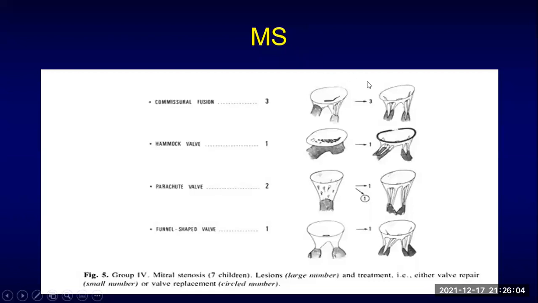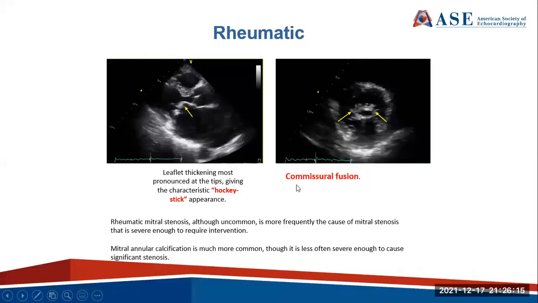So in mitral stenosis, what we can see are commissural fusions like in rheumatic disease, a hammock valve, a parachute valve, and a funnel-shaped valve. In rheumatic disease, as we said before, we have a commissural fusion. On transthoracic echo, it has a fish mouth appearance. And you can see here leaflet thickening, which is mostly pronounced at the tips, giving a characteristic hockey stick appearance of the mitral valve.